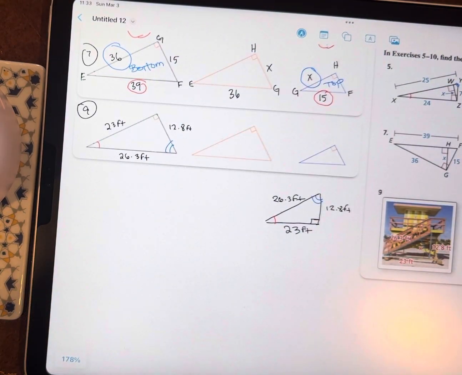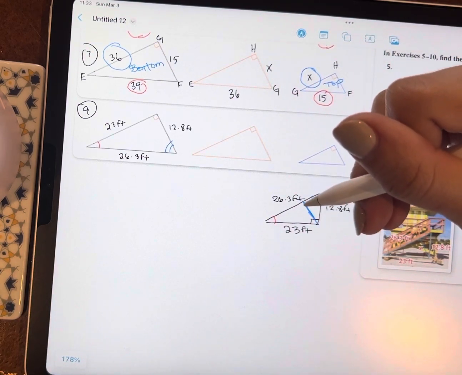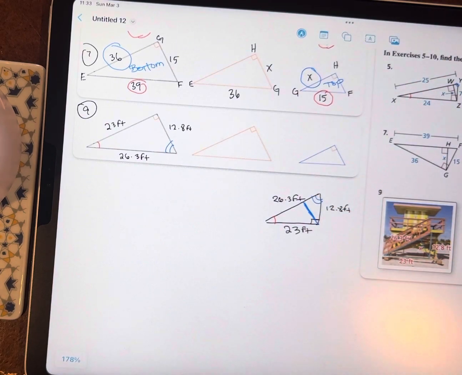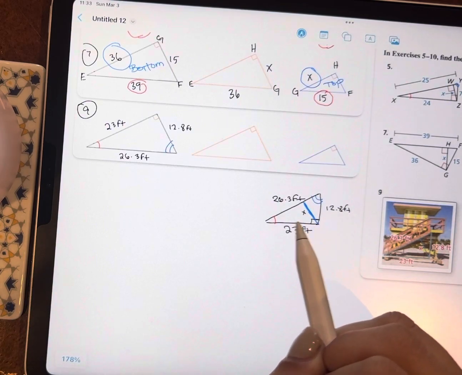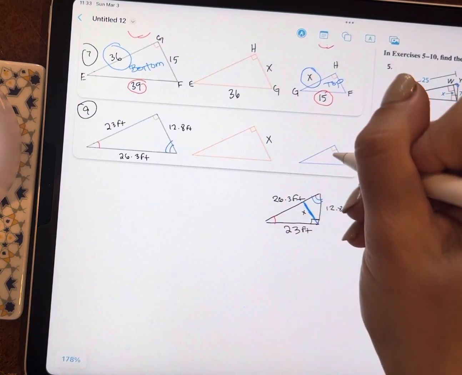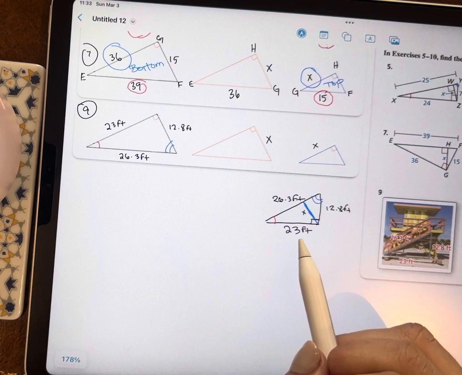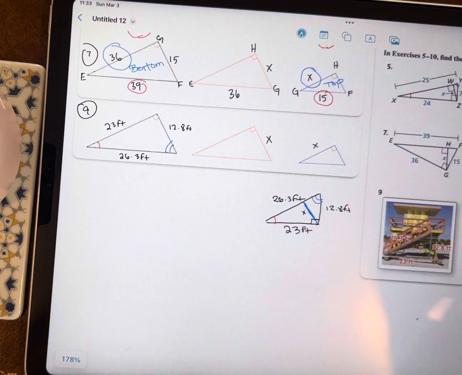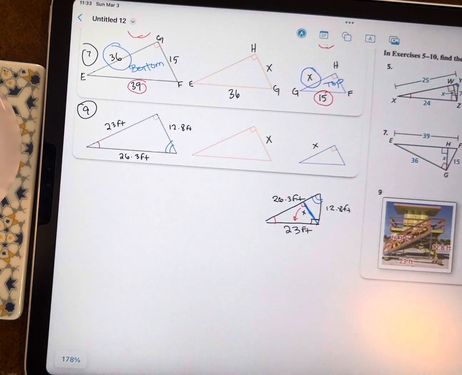Okay, now let's go back to the drawing. They also have the altitude going down here, and they have labeled this part x. So this guy right here is the short leg of the medium triangle. He is the long leg of the small triangle. Now, let's see what else we know. Because 23 is actually the hypotenuse of the medium triangle.